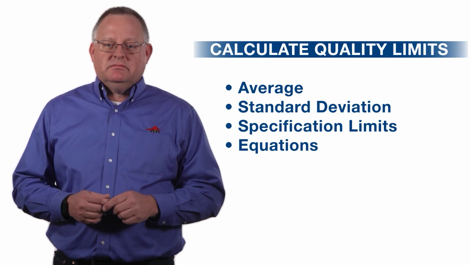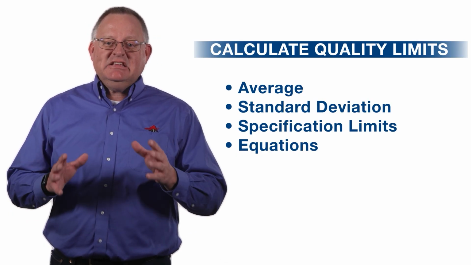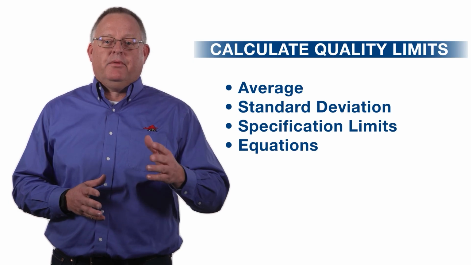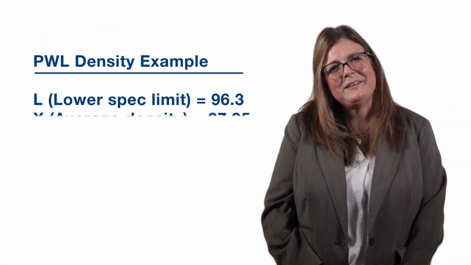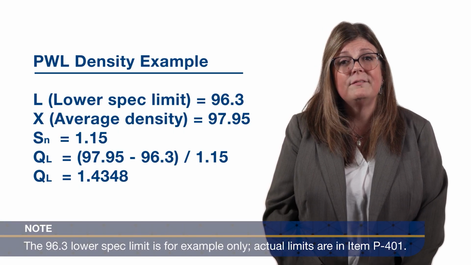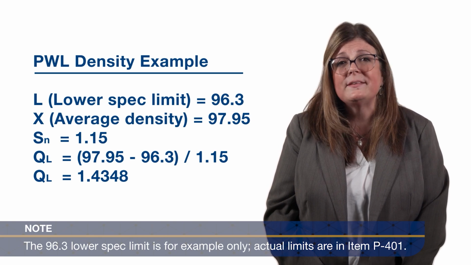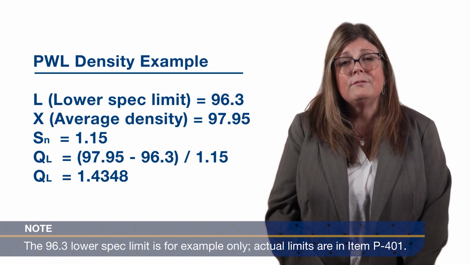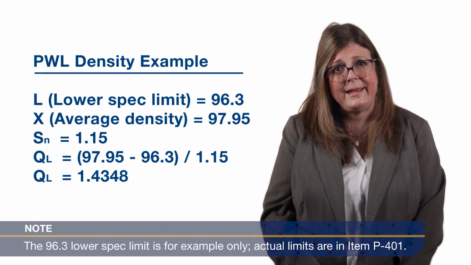Use the average, standard deviation, specification limits, and these equations to calculate the upper and lower quality indices. To complete the PWL density example, subtract the lower specification limit of 96.3 from the average, and then divide by the standard deviation. This gives you a quality index of 1.4348.